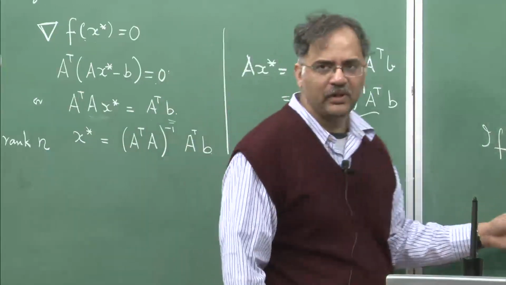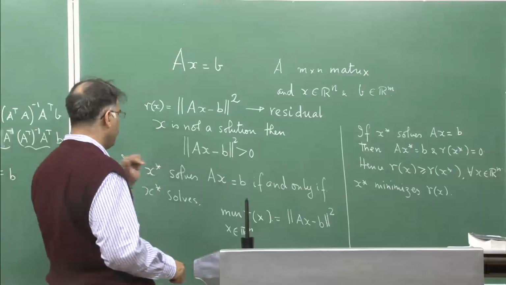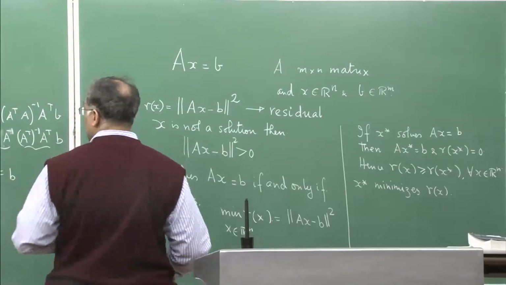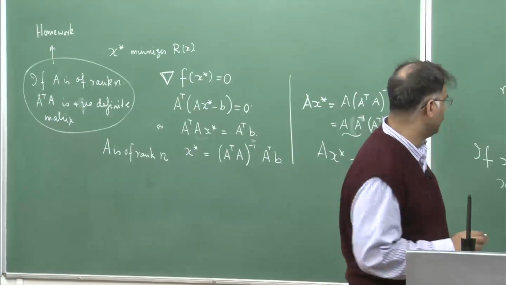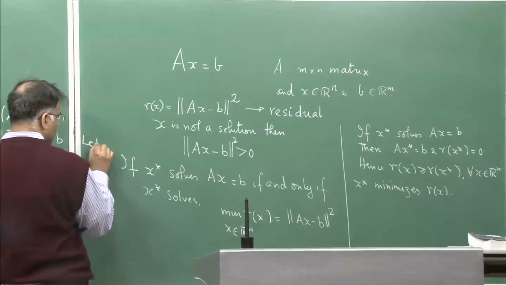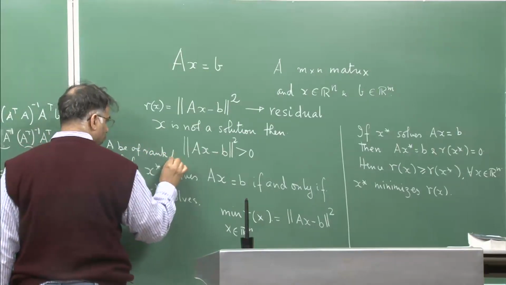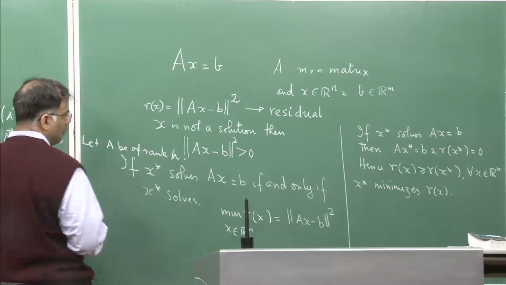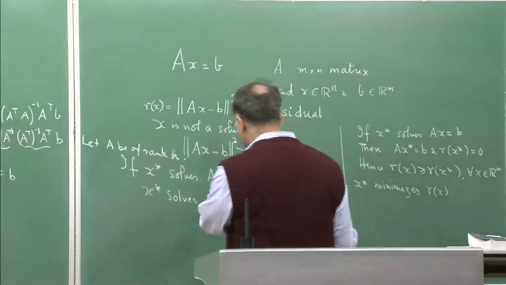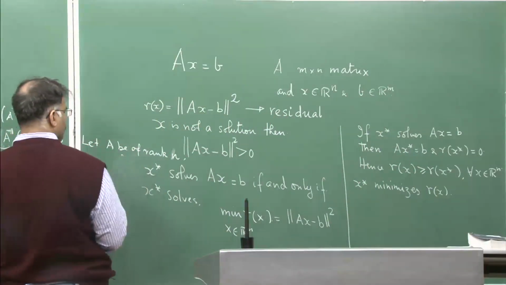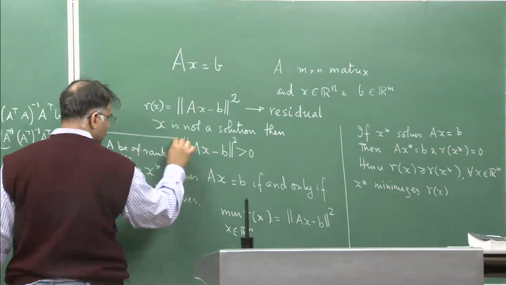So, I will now modify what I have written. This is how you discover things in mathematics, by trying it out. I have not written it purposefully, but what I have now written is that if A is of rank n, so my result is: let A be of full column rank n, then X star solves Ax equal to B if and only if X star solves this problem. So you see, now we have the full result. Now, this is my result.